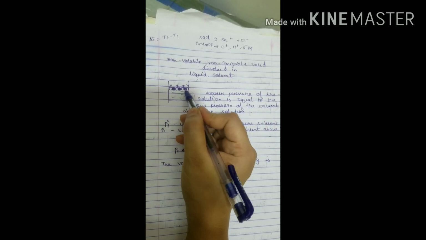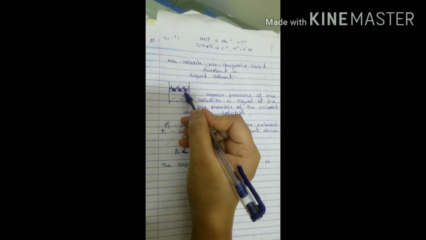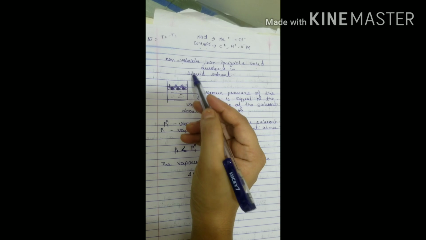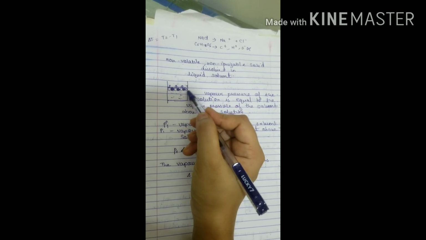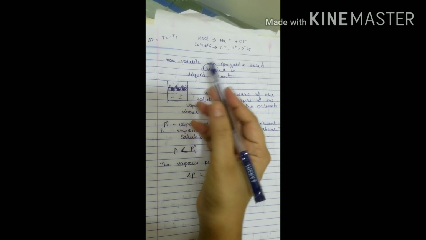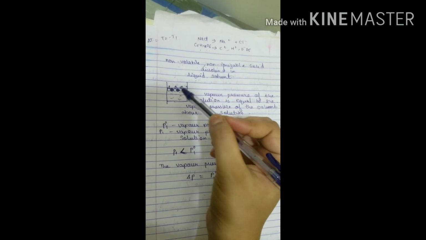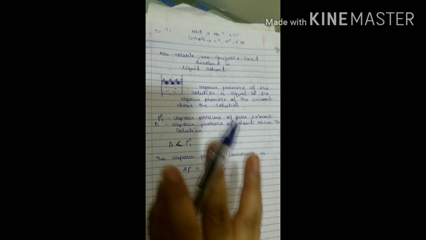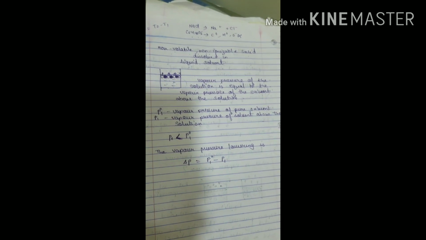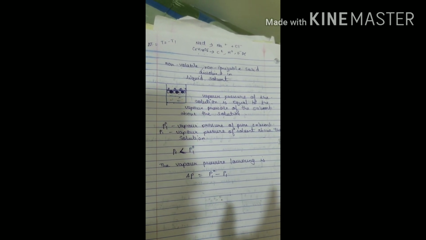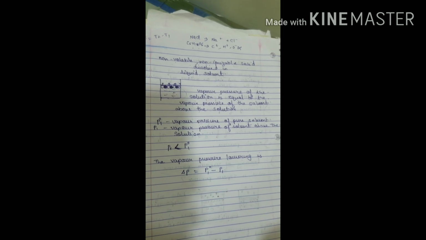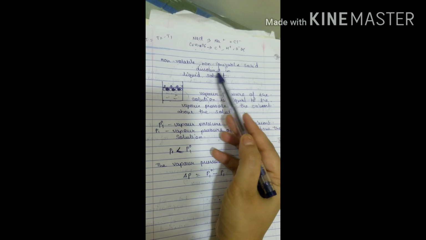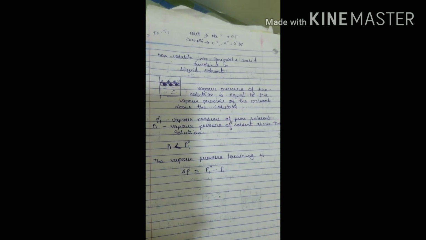So the solute particles are not going to contribute to the vapor pressure. That is why the vapor pressure of the liquid solvent is more when you compare it with the vapor pressure of the solvent above the solution. Hence this causes lowering of vapor pressure. I hope you understood what lowering of vapor pressure is. Lowering of vapor pressure occurs when you add a non-volatile or non-ionizable solid to a liquid solvent.